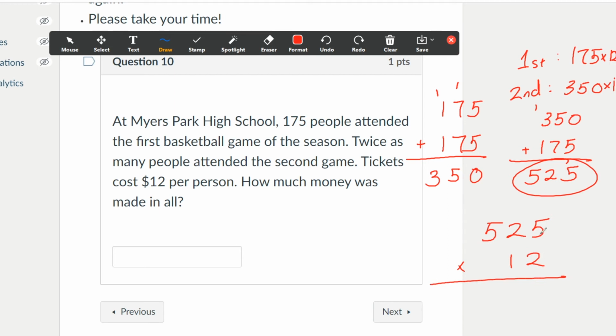2 times 5 is going to be 10. Regroup the 1. 2 times 2 is 4, plus 1 more is 5. 2 times 5 is 10. We finished with the 2. That means move to the next row. There's one number crossed out. 1 times 5, 1 times 2, and then 1 times 5. We can now add because we have no more numbers. 0, 0, 2 plus 1 is 3, 1 plus 5 is 6. So they made a total of $6,300 in the 2 games.